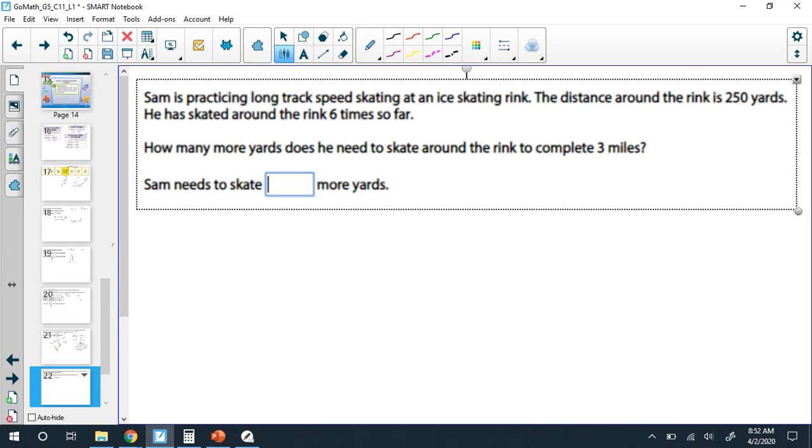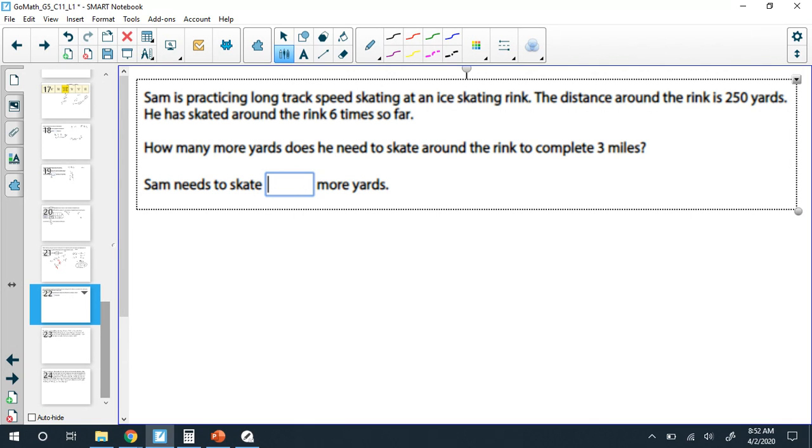All right, here we are, just a couple more. This one, Sam was practicing long track speed skating at an ice rink. The distance around the rink is 250 yards. He skated around the rink 6 times. How many more yards does he need to skate around to complete 3 miles? So our question is, how many more yards to make up 3 miles?